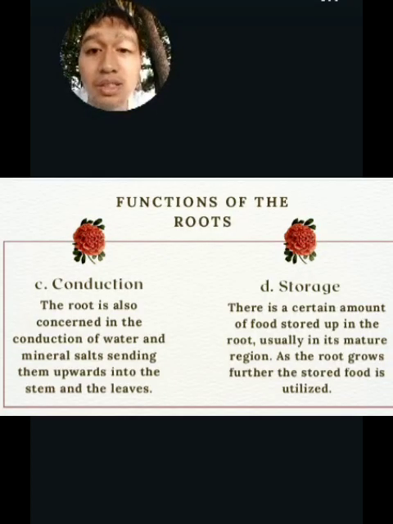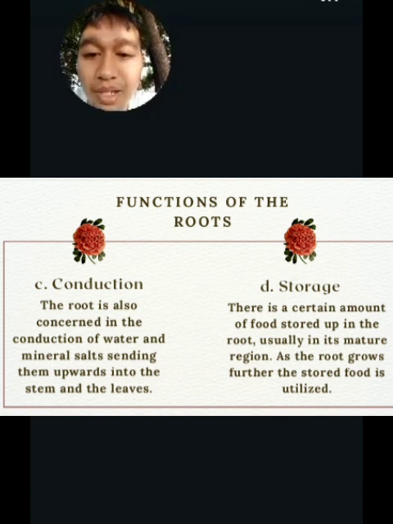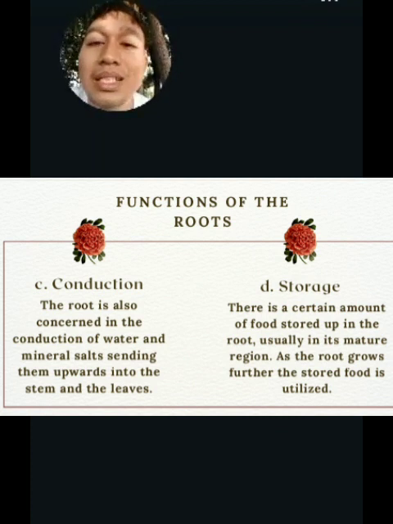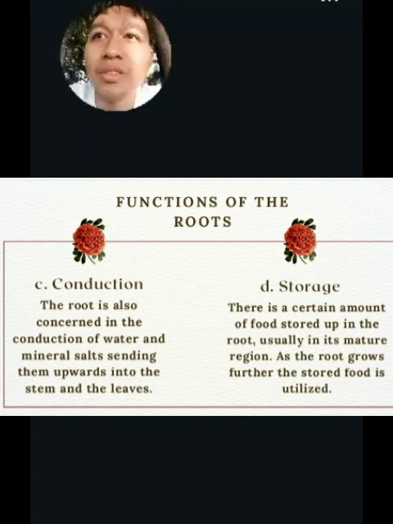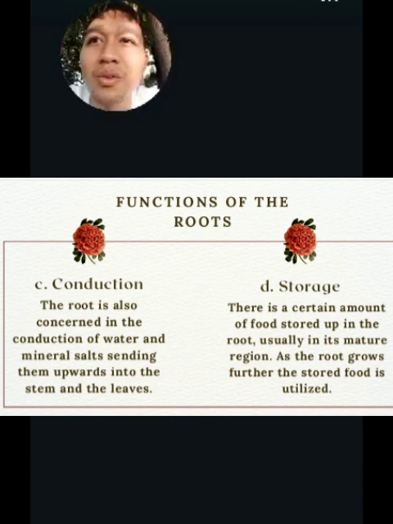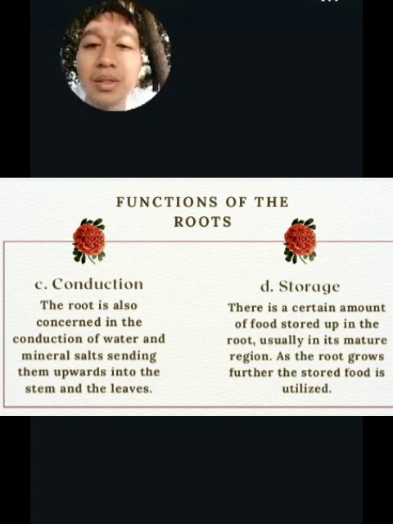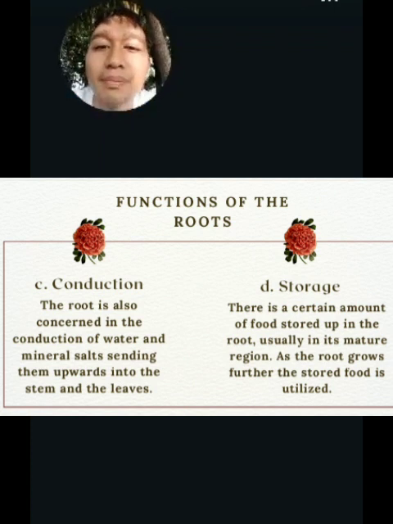Then the third one is conduction. The root is also concerned in the conduction of water and mineral salts, sending them upward into the stem and the leaves. So for conduction, we know that the phloem and xylem carry the water and food. They distribute water and food throughout all the body of the plant. So conduction is like a bridge. The phloem and xylem distribute the food and water so that the plants survive and grow healthily.